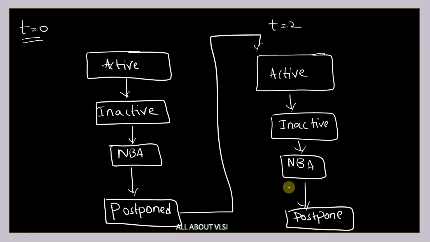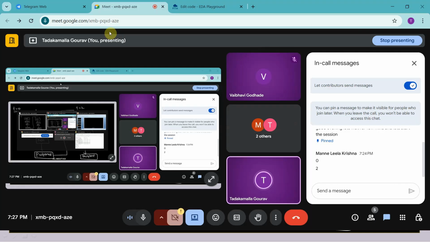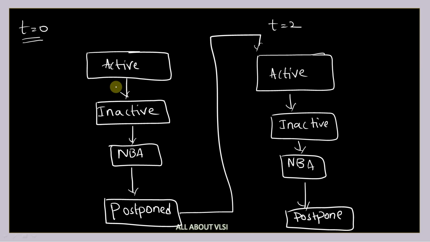Okay. Now let us try to understand what is meant by this active region, what is meant by this inactive, and NBA, postpone. Okay. So the very first region which we are going to have is our active region. Whether it may be any time slot, whether it is t is equal to 0 or t is equal to 2, or whether it may be anything, first of all, the compiler will be in this particular region, that is active region.